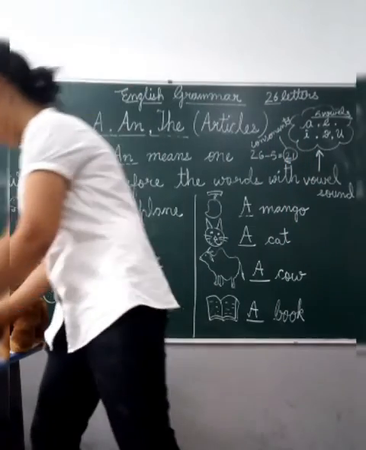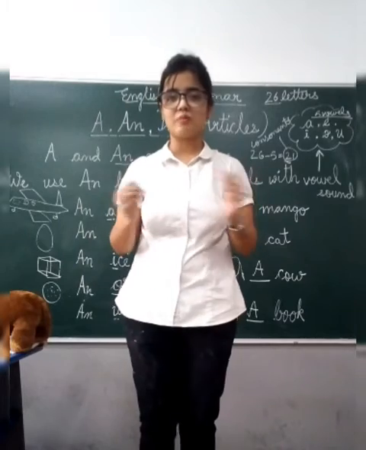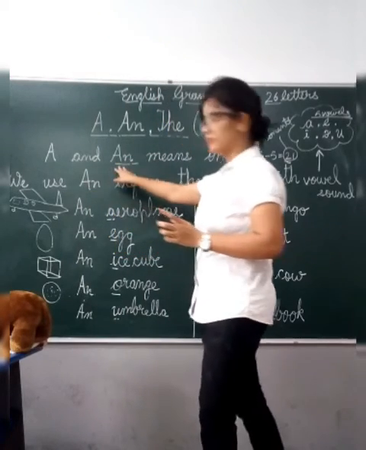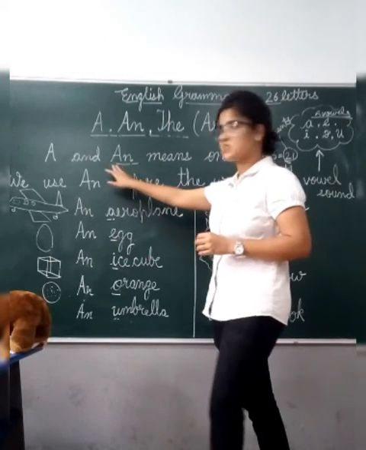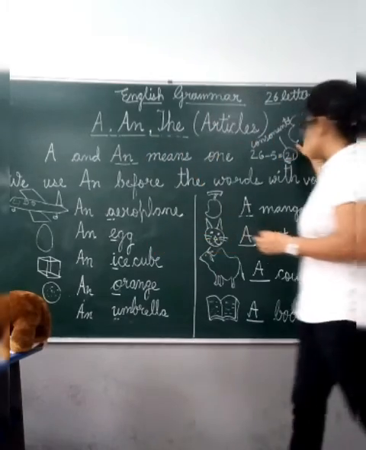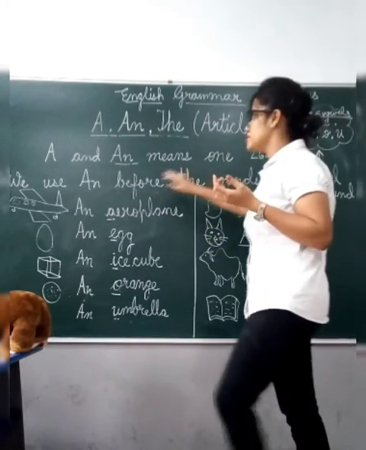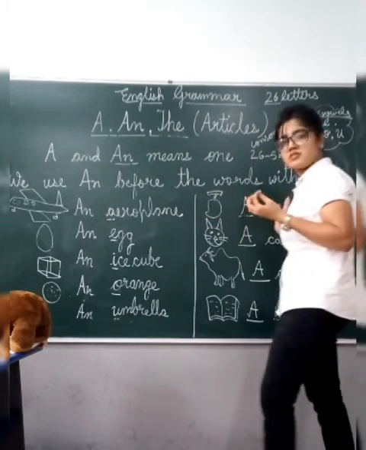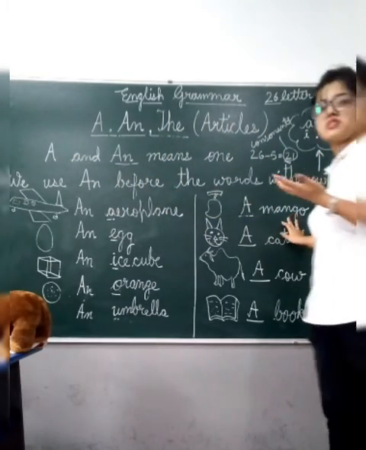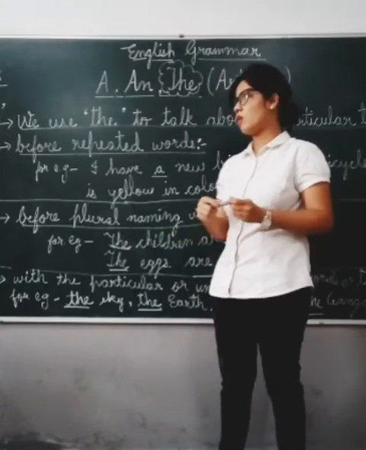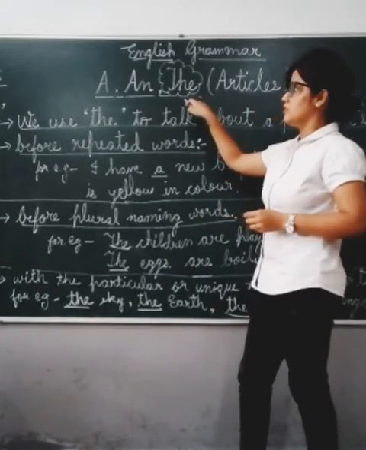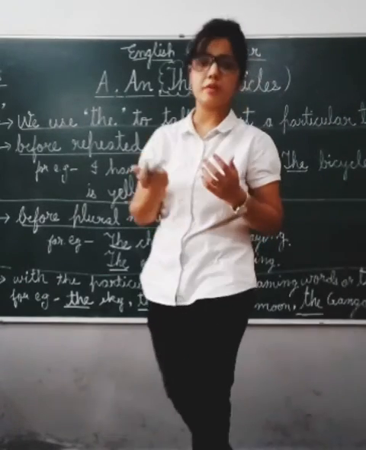Okay, students, that's all about a or an. I hope it is clear that an is used with words that start with vowel sounds, and a is used with words that start with consonant sounds. Now we will learn the use of the. We use the to talk about any particular things.